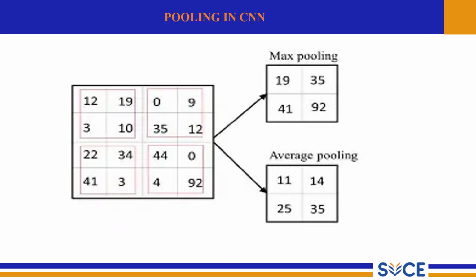For the third region, the average of 22, 34, 41 and 3 results in 25. In the fourth region, the values 44, 0, 4 and 92 produce an average of 35. Thus, the output feature map after average pooling becomes the matrix 11, 14, 25 and 35.